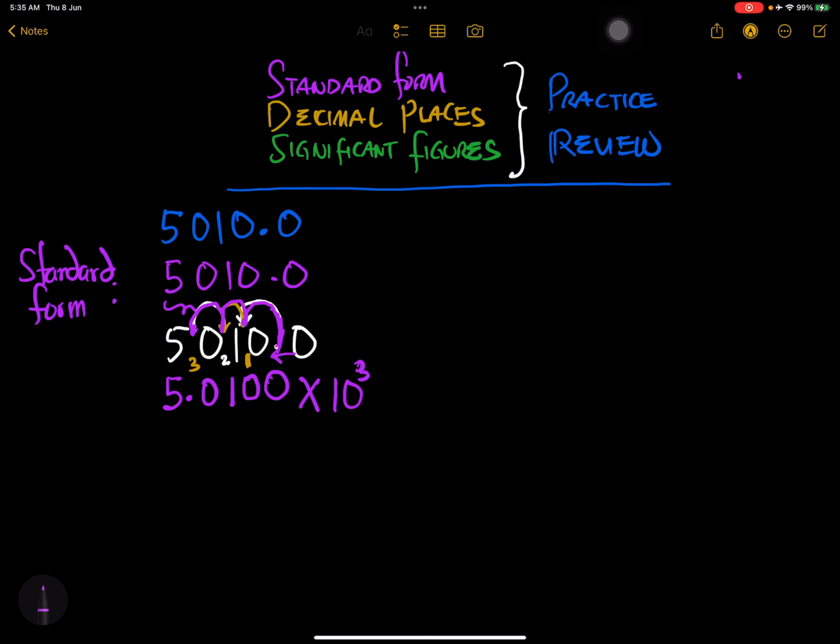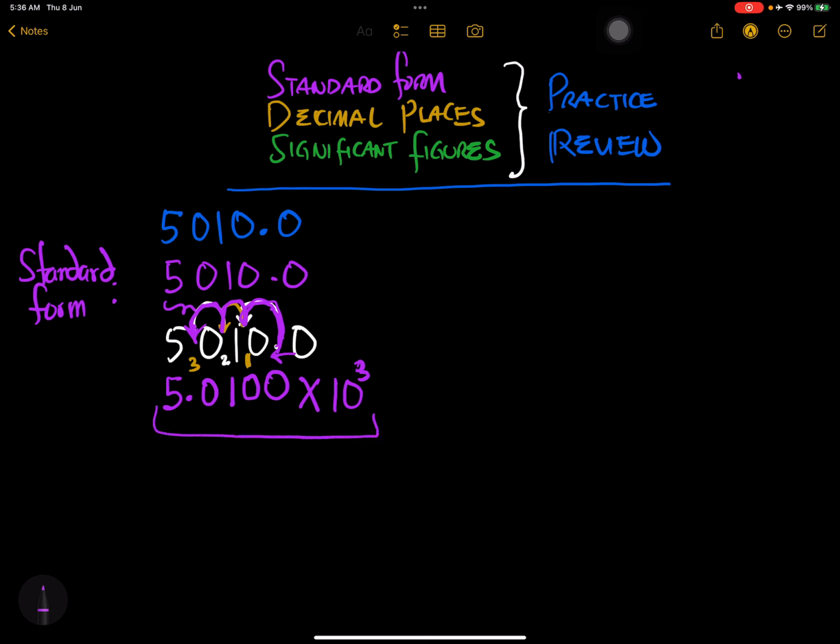Why is it positive? It is positive because the number originally is a whole number. It wasn't a decimal number to begin with. Or you can also explain that if you're moving to your left, you have a positive power. But if you're moving to your right, it's a negative power. So we've been able to write this number in standard form.